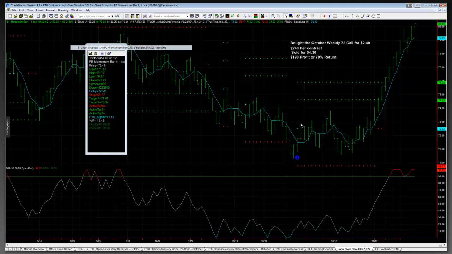We get our entry point, which is this plus sign right here. We get our targets, which are the green dots above. We get the stops, which are the red dots below. So now all of a sudden, I have a roadmap to follow.